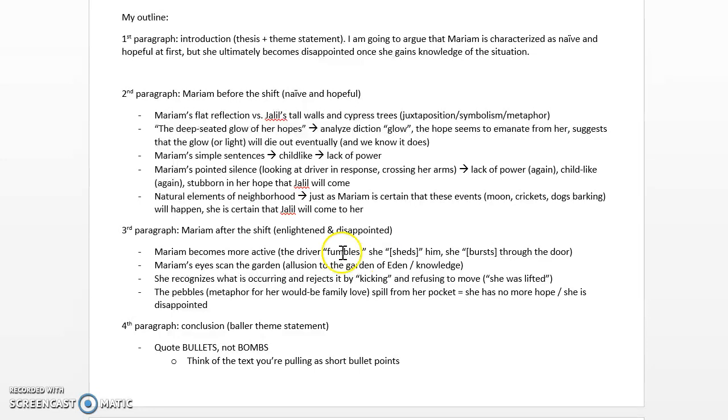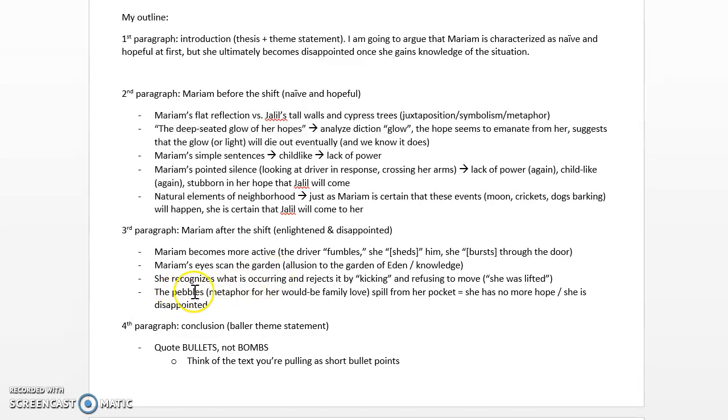She becomes much more active. Her eyes scan the garden. We talked briefly yesterday about how that garden seems to be an allusion to the Garden of Eden, and we all know what happened there. Adam and Eve got knowledge, and everything fell apart after that. She recognizes what's occurring, and she rejects what's happening by kicking and refusing to move.